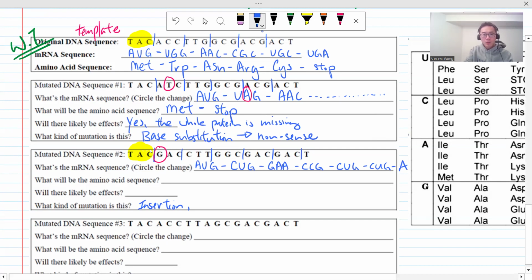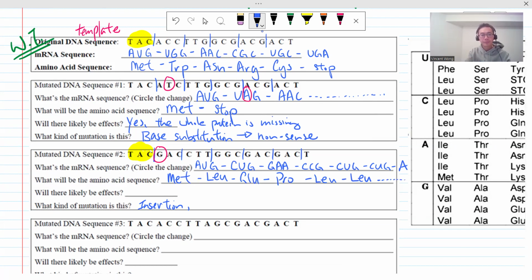So we're going to look up AUG, which is MET. We're going to look up CUG, right? What is CUG? CUG is LEU. Okay, GLU. I'm just looking it up, okay? And then dot. So, what happened?